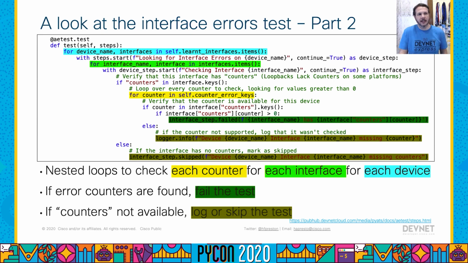And so we're going to go ahead and say, okay, let's look for every counter that we've indicated as an error counter we're interested in, and then go see, is the count greater than 0? If so, we're going to mark that step as failed. If there aren't counters at all, we're going to mark that step as skipped. If there are no counters on an interface, we're going to skip this step. Because there are some network devices and interfaces, such as loopbacks or VLAN interfaces, that may not have counters attached to them. We don't want to fail a test just because there were no counters, so we'll mark that as skipped and give the information that's there.